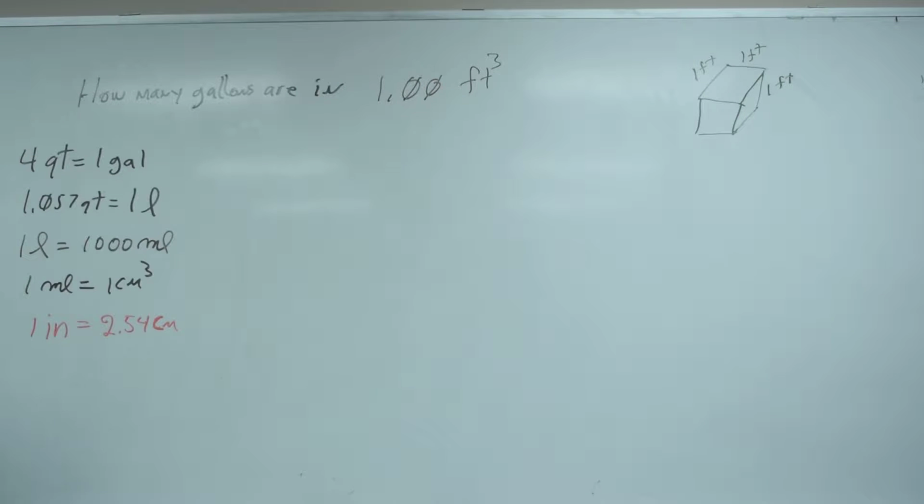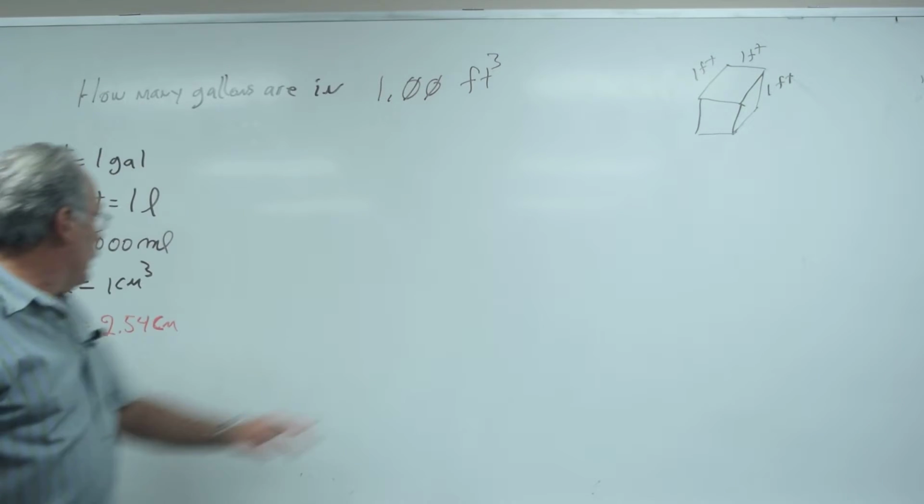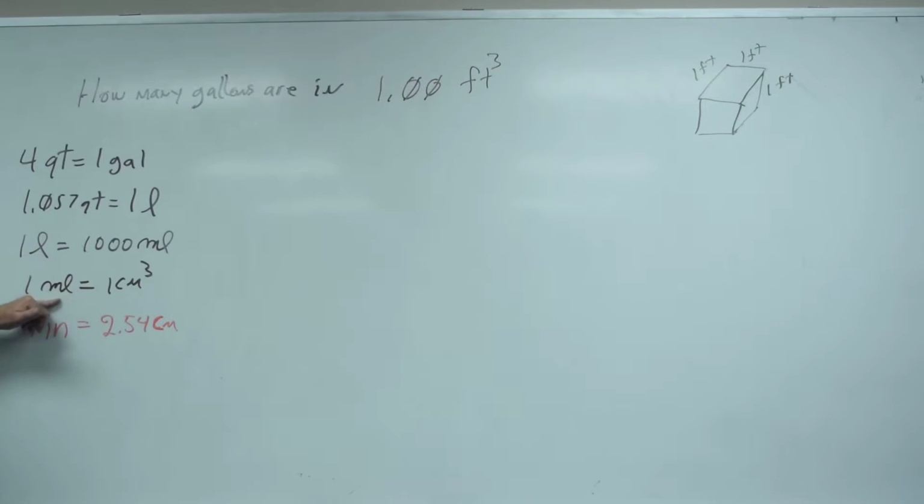Now we have a problem here, in that our conversion from units of volume to length cubed is in the metric system. So what we're going to have to do is go from foot cubed to metric, centimeters, then we'll go from milliliters volume back to English and gallons, okay?